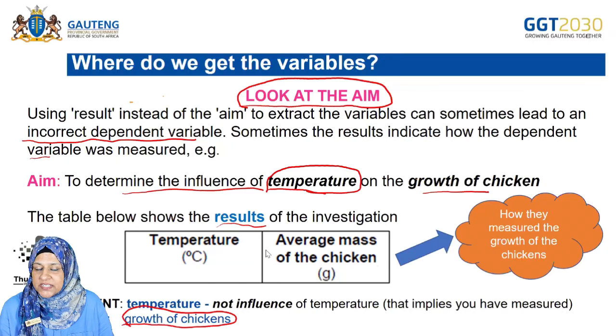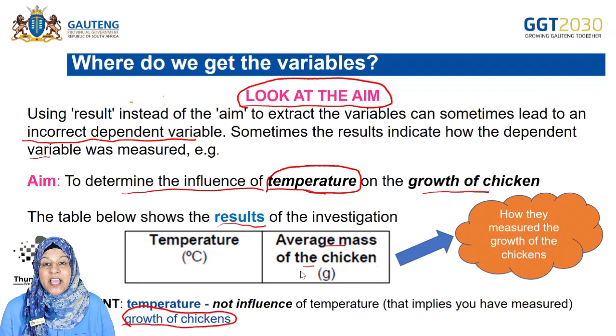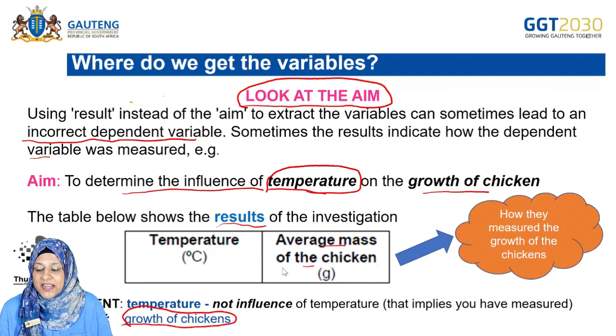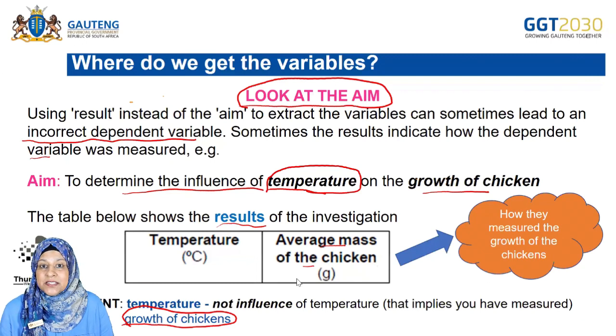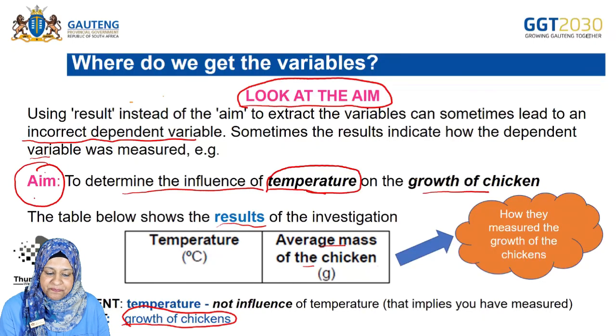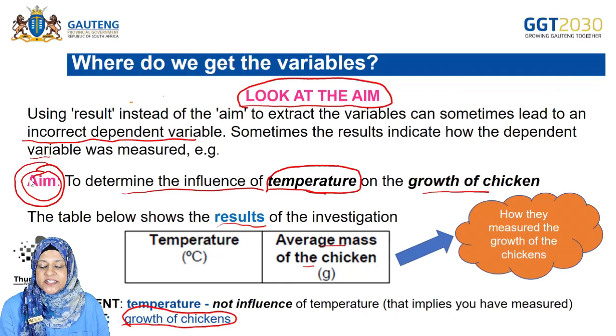But if you use the table, if you use the results, you would have got this wrong, because you would have said temperature, but average mass of chicken, you would have said average mass of chicken. And that is telling us how they measured the growth of the chickens. It's not telling us the dependent variable. So be very, very careful. Use the aim of the investigation.